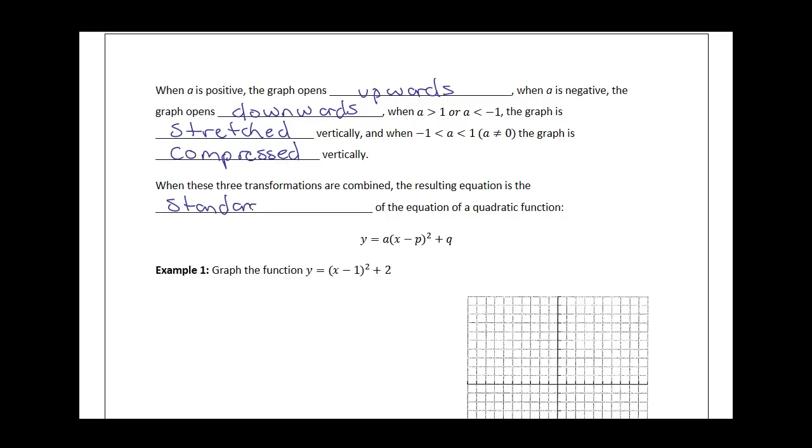standard form of the equation of a quadratic function. I already talked about that a little bit at the beginning of this lesson. This is standard form for quadratic equations. After all that, let's dive into an example and see what we find out.